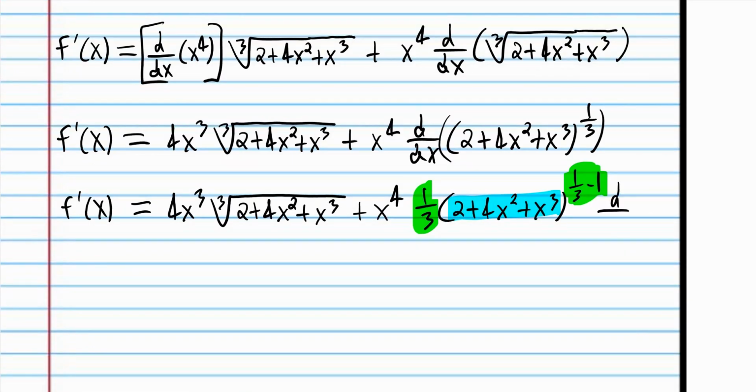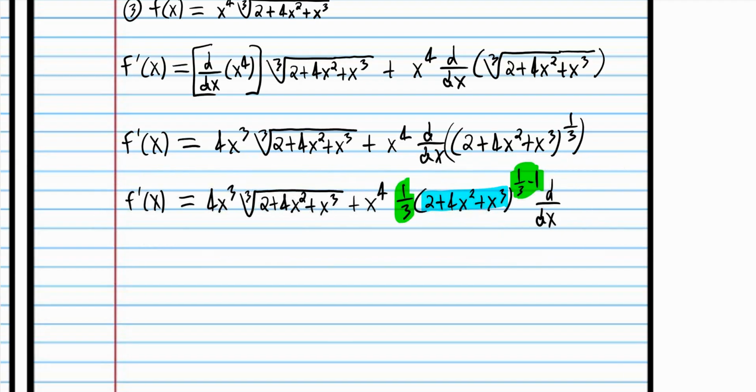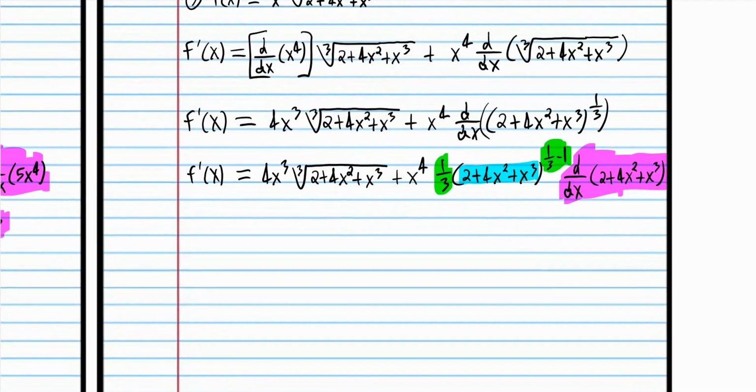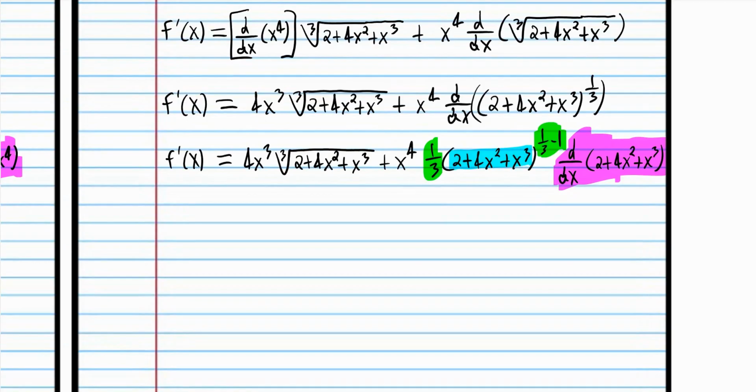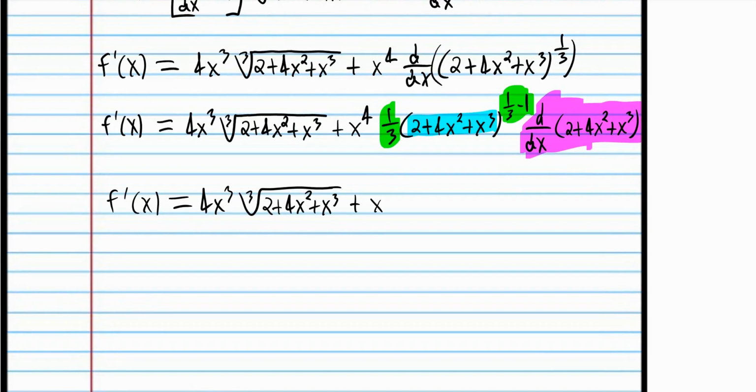And then we're going to multiply by the derivative of the inside. And the inside is 2 plus 4x squared plus x cubed. So, as you do these problems, you should constantly be checking, rechecking. Students typically don't do that, and so they make many mistakes. So just make sure that you check and recheck, because it's so easy to make a mistake, and if you make one mistake in mathematics, it throws your answer off completely.